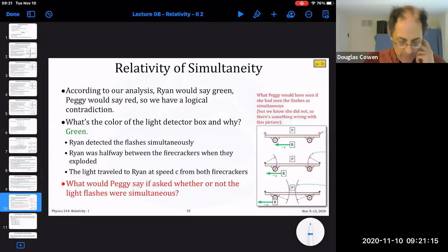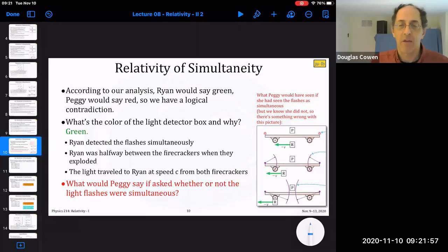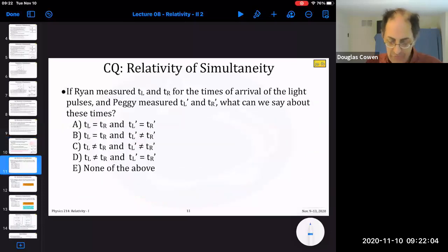So what we need to do is re-examine that assumption. This figure here on the right-hand side shows what Peggy would have seen if she had seen the flashes as simultaneous. But we know that she didn't, because we know the light detector box glowed green. And so there's something wrong with that picture on the right. So what would Peggy say if asked whether or not the light flashes were simultaneous? Well, she's not going to see them arrive at the same time if we believe Ryan. So we're kind of left with an inescapable conclusion.